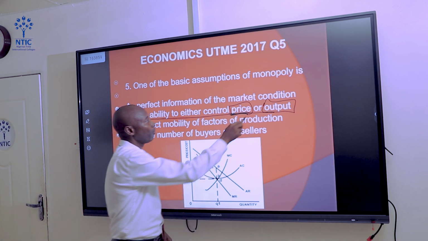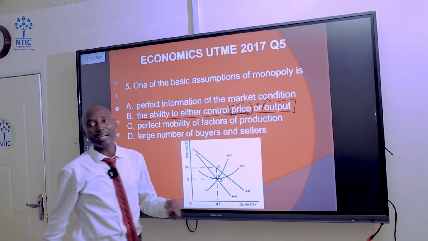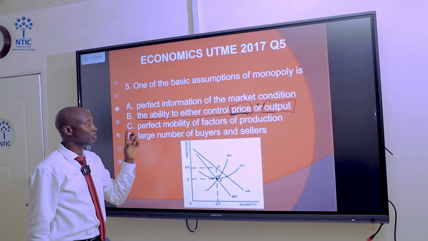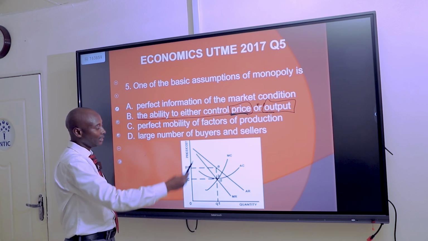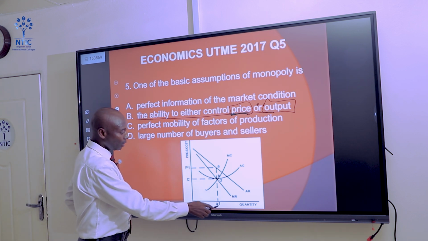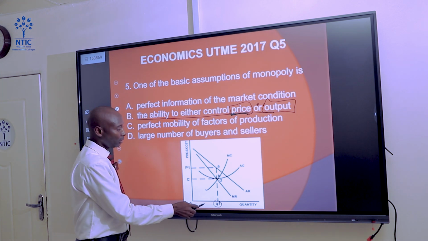But note, this 'or' implies that you cannot do both at the same time. You have to do one. And when you look at this diagram, this represents the quantity. This is the maximum quantity you can produce.